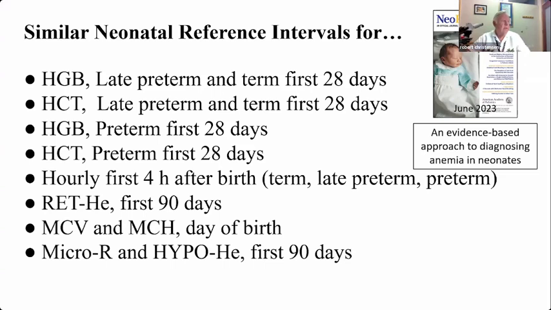We also have this for some of the newer metrics, such as reticulocyte hemoglobin as an excellent marker of iron deficiency over the first 90 days. For Dr. Wintrob's initial measurements of MCV and MCHC on the day of birth, and for other measures that I like, called the micro R and hypo HE during the first 90 days after birth, you can find those in this Neo Reviews article if you wish.